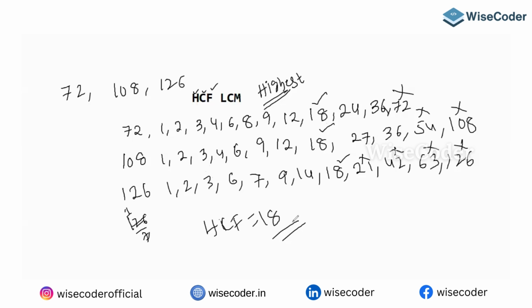So that means 18 is the largest number that can divide each of 72, 108, 126. There is no number higher than 18 that can divide the given numbers. So the highest common factor of 72, 108 and 126 is what, guys? 18.